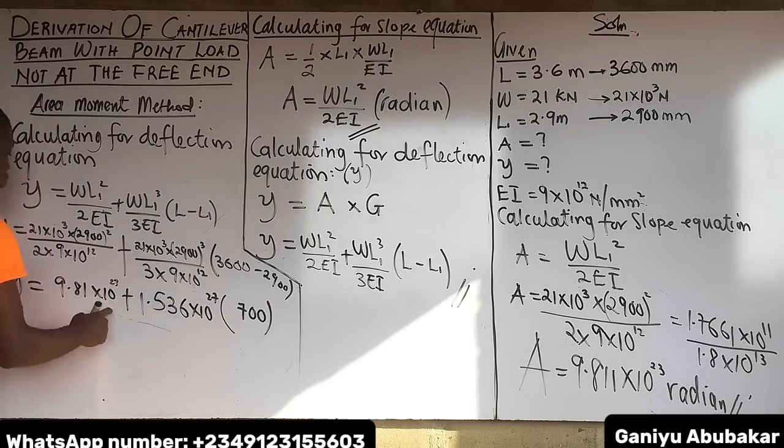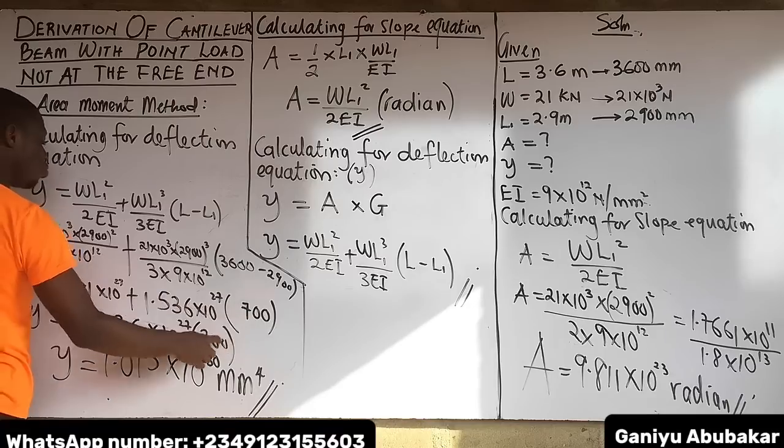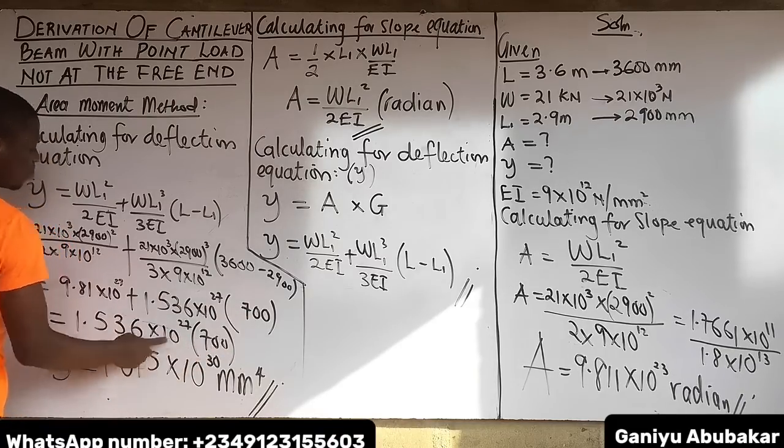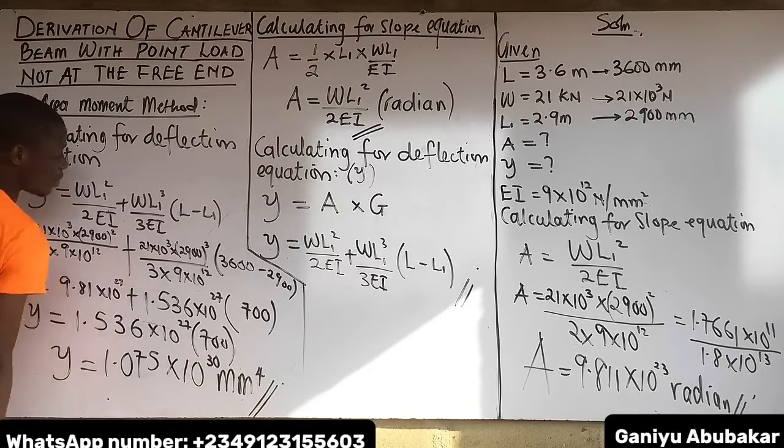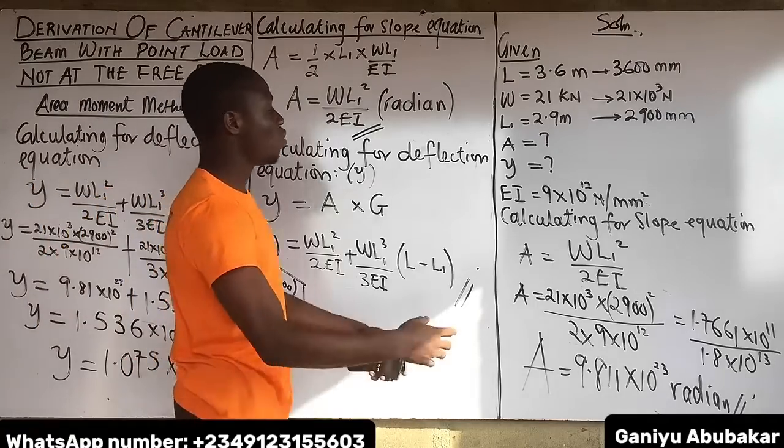All right, add these two together, so that y now is equal to 9.81 times 10 to the power 23 plus 1.536 times 10 to the power 27. Once you add these two up, I'll have this value then into 700. Multiply 700 by this answer here, I'll have this as my answer to that question.